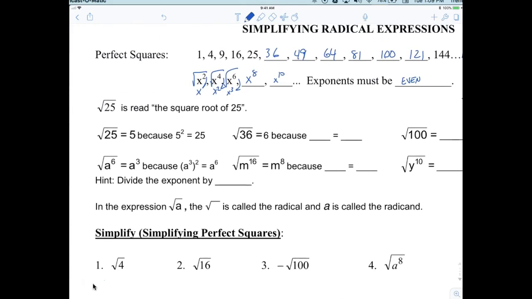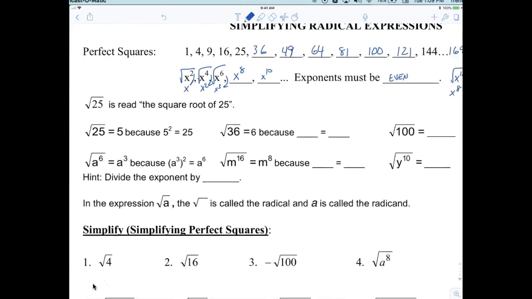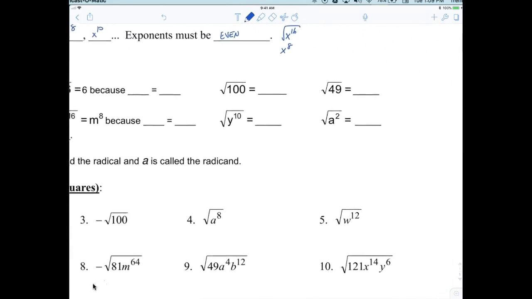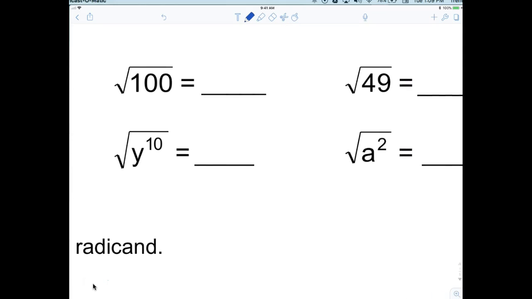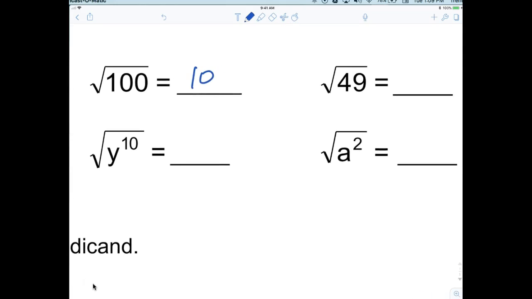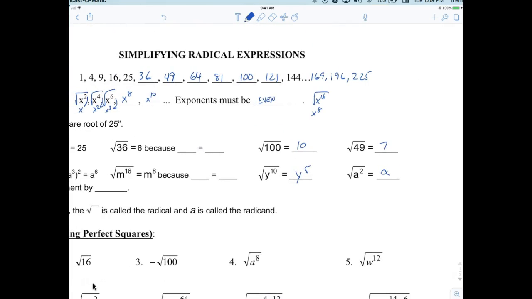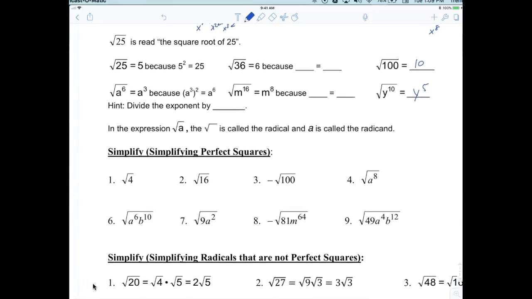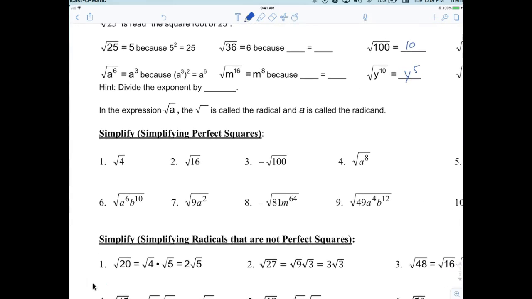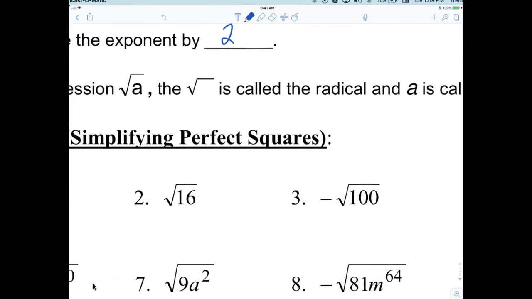Now, let's get down to reviewing what we did yesterday. Let's just come over here. What's the square root of 100? 10. What's the square root of 49? What's the square root of y to the 10th? And what's the square root of a squared? A. So far, so good. Everybody good with that? Now, we already said we're going to divide the exponent by 2.